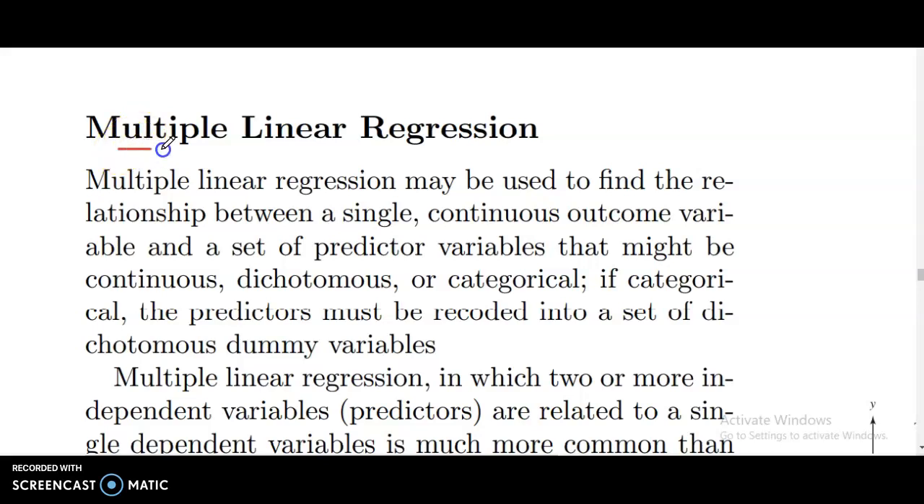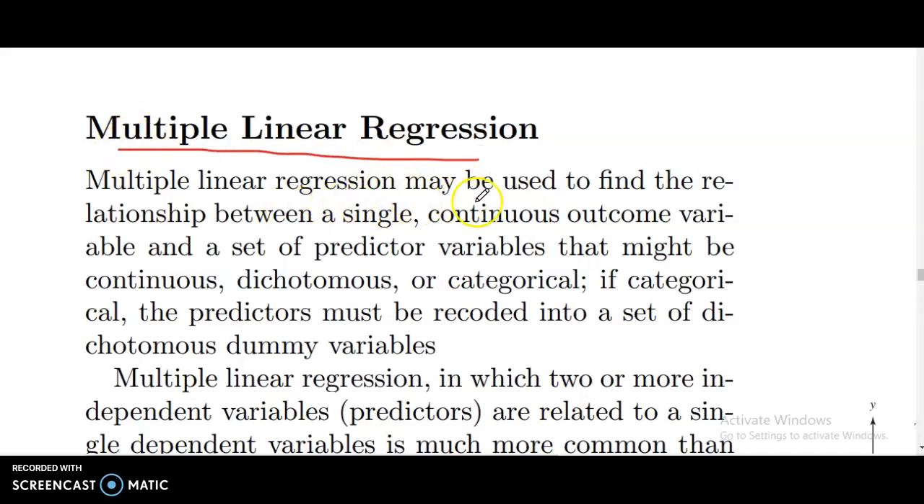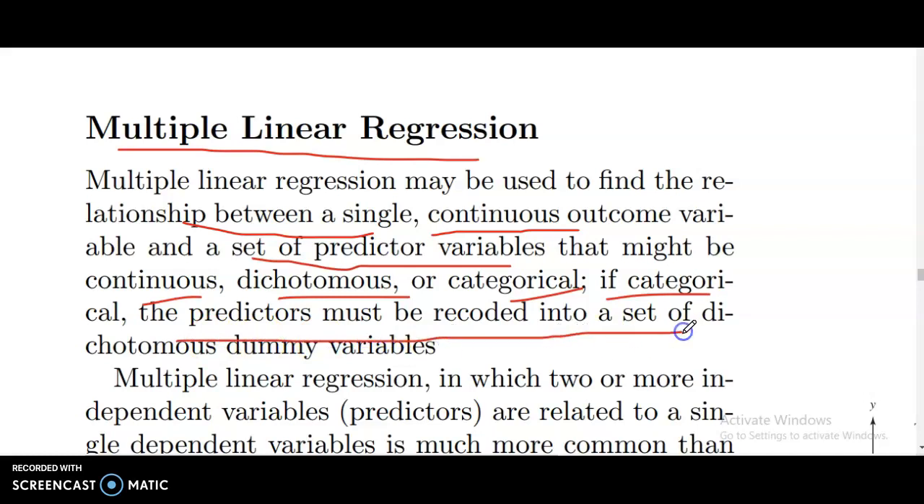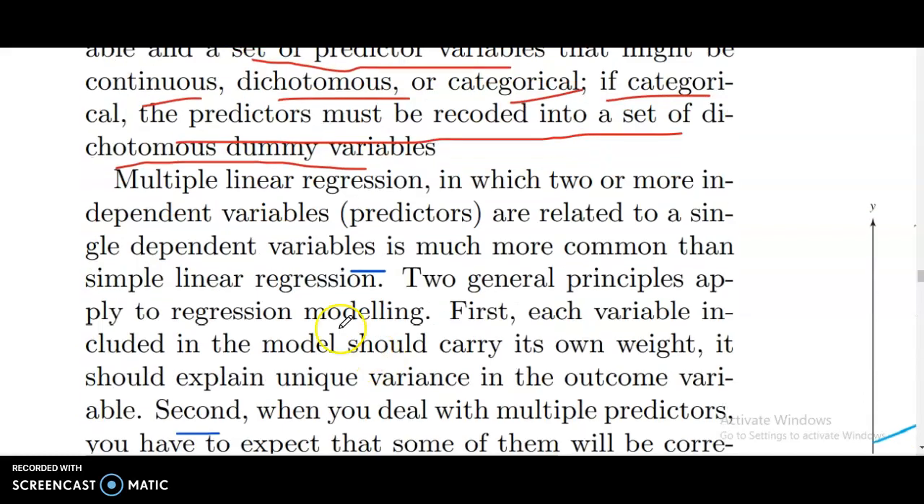Already we have seen multiple linear regression. Multiple linear regression may be used to find the relationship between a single continuous outcome variable and a set of predictor variables that might be continuous, dichotomous, or categorical. If categorical, the predictor must be recoded to a set of dichotomous dummy variables. Multiple linear regression, which has two or more independent variables as predictors related to a single dependent variable, is much more common than simple linear regression.